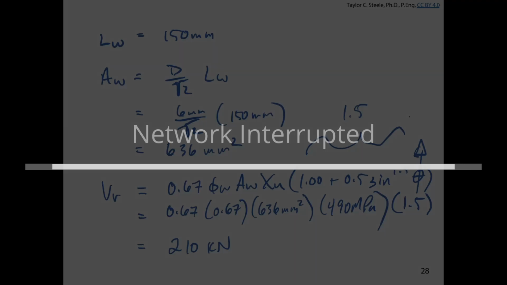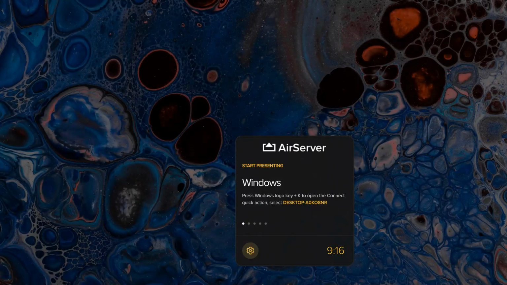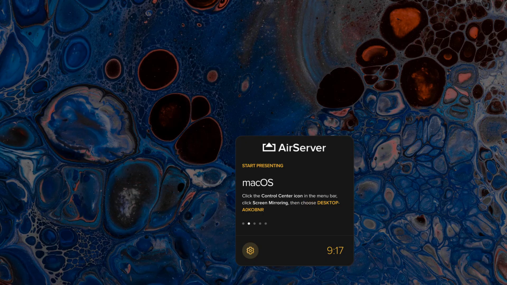Network interrupted, fantastic. Okay, so these two welds here, the total strength was 373. This weld over here, the total strength was 210. The total factored force acting on this connection, 580 kilonewtons. That sounds pretty good. 210 plus 373 is 583. That should be fine. Does that work? Why not?